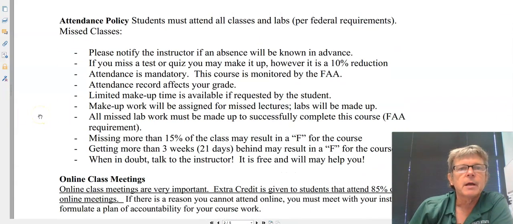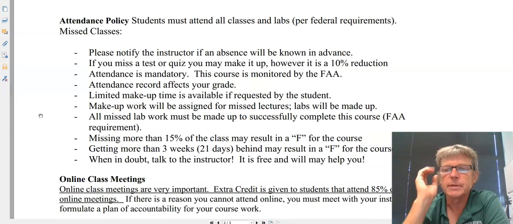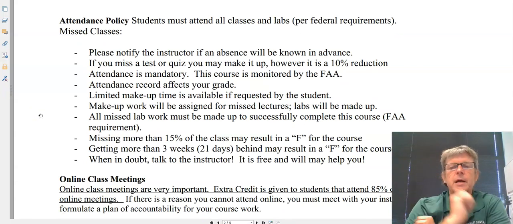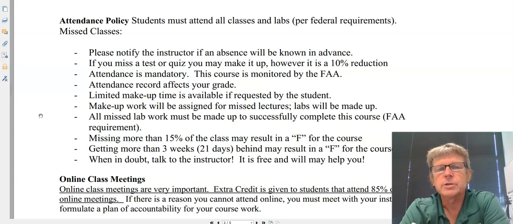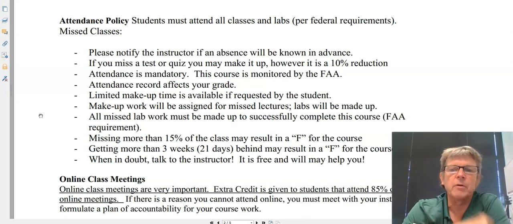Now, attendance policy, we're going to talk about attendance several times, but as far as labs, this is a hybrid class. So you have some lab work. You guys know this. We have some lab work and we have some classroom work. A lot of the classroom work will be online. In fact, it'll all be online, the class stuff. So some of these things are left over from the old way that we did things.